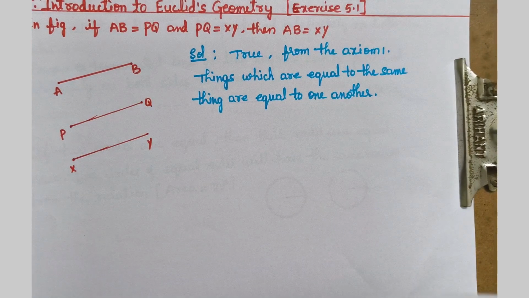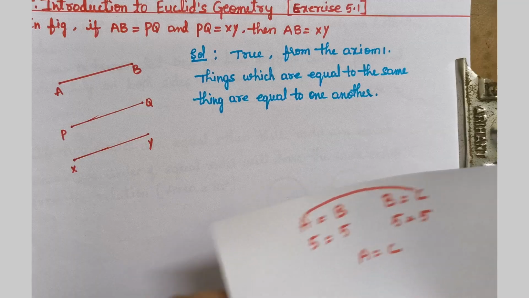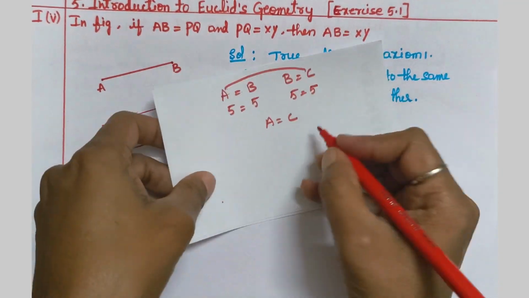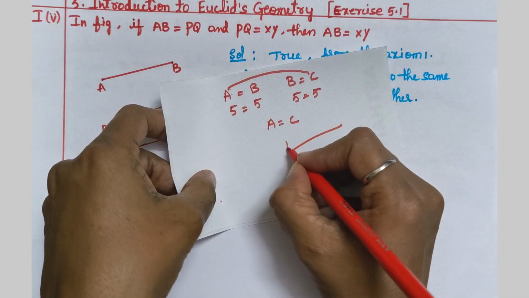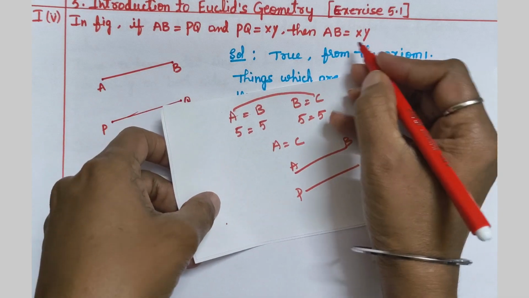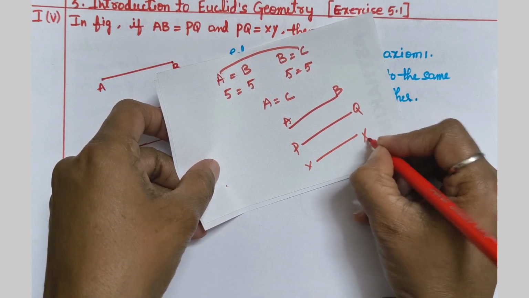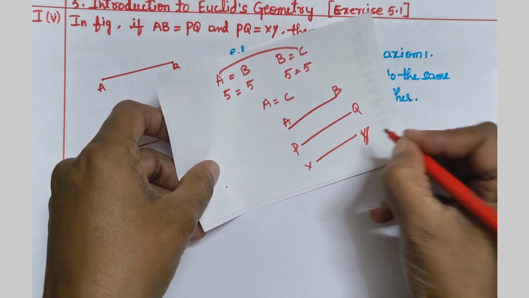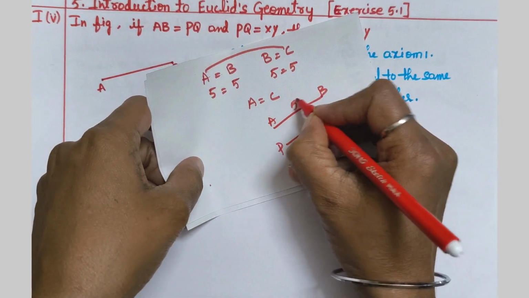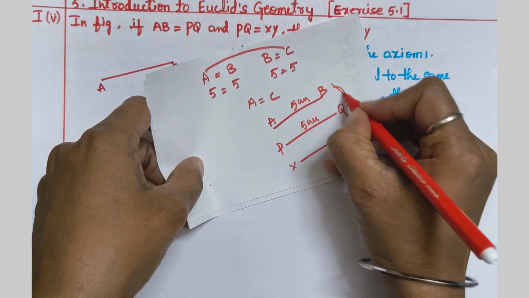What is Axiom 1? Things which are equal to the same things are equal to one another. Same like that, see here. Here AB is equal to PQ. AB is one line, PQ is one line. I am taking AB, and here PQ also. And one more line, the XY line. AB equals PQ. I am taking AB as 5 centimeters, PQ also 5 centimeters. Why? Because both are equal.